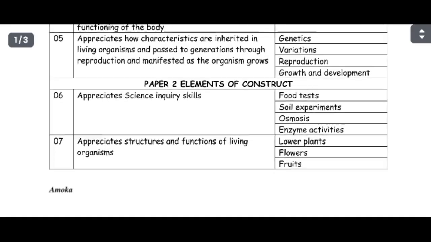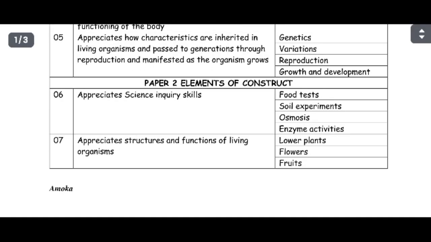So we are going to paper 2. In paper 2, we have 2 elements of construct, and one says a learner appreciates science inquiry skills. This comes as item 1, and we have food tests, soil experiments, osmosis, and enzyme activity. It comes as item 1 in paper 2.